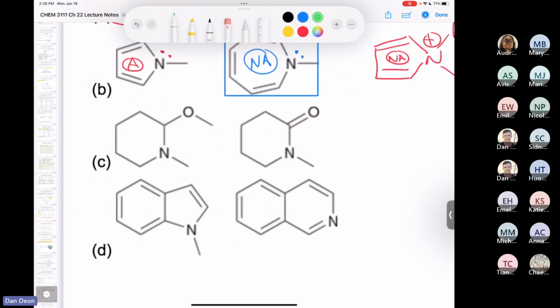If I put this lone pair maybe in green, and I put this lone pair in black, which one of these lone pairs is going to be more basic? The green one or the black one? Yeah, exactly, the green one, right? The green one is going to be the answer. And the reason why is that lone pair is localized. We see the lone pair here is definitely not localized.